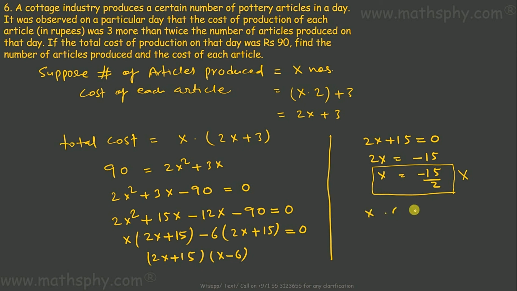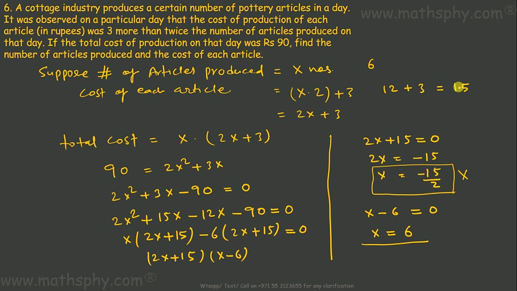x minus 6 equals 0, so x will be 6. That's the answer here. So the number of articles produced is 6. The cost of each article would be x into 2, which is 12, plus 3, which is 15. So the number of articles produced is 6 and the cost of each article is 15.